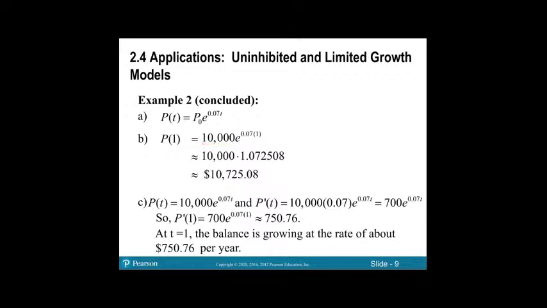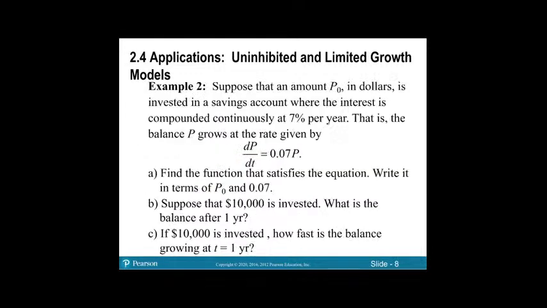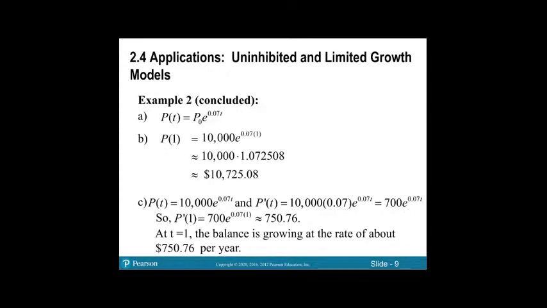And then C asks us if 10,000 is invested, how fast is the balance growing at 1 year? So find the rate of change, P prime. So here's P, P prime is this guy. Then let t be 1, and we'll get this result.